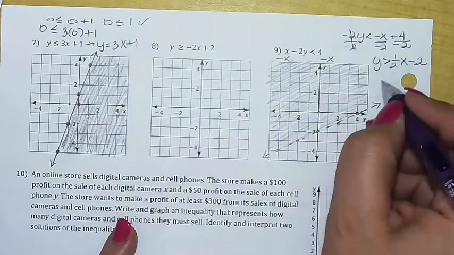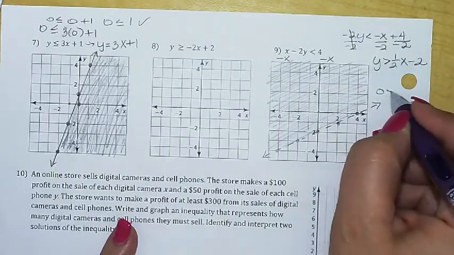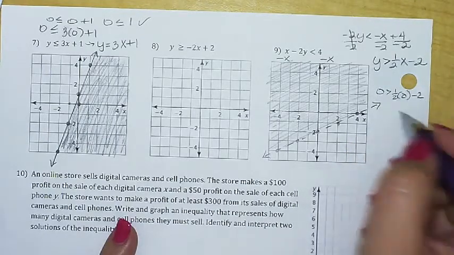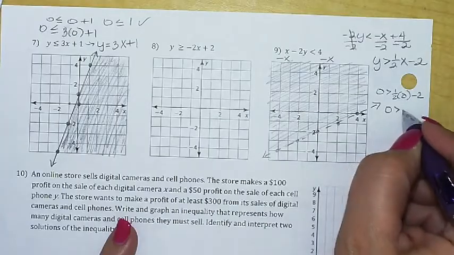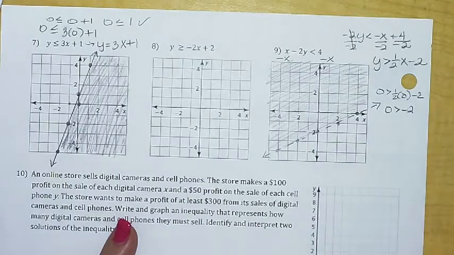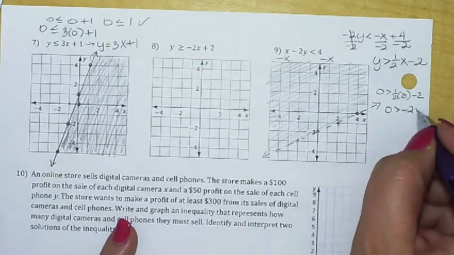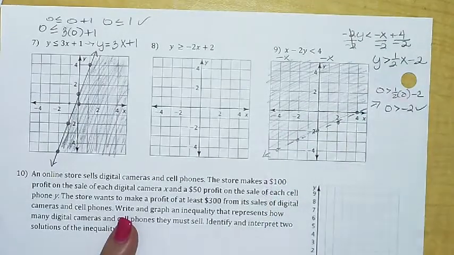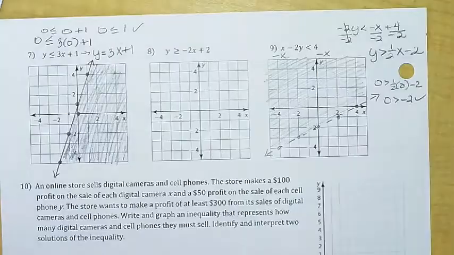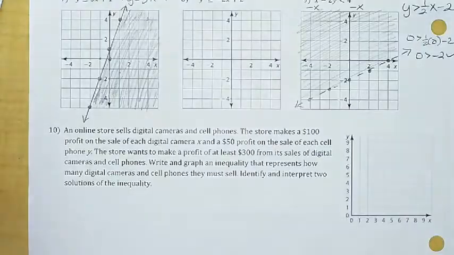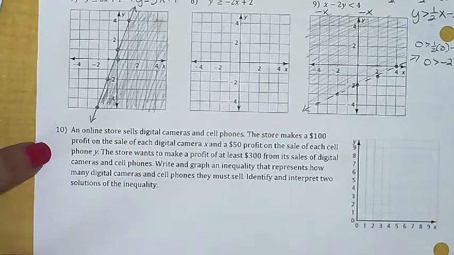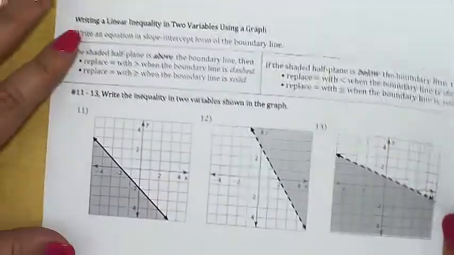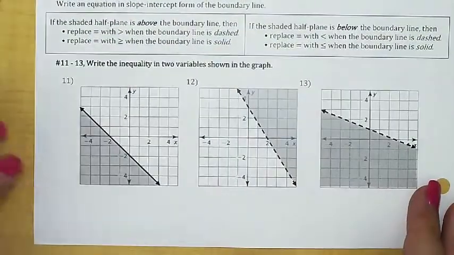You can throw that (0, 0) in there and make it 0 is greater than 1/2 times 0 minus 2. 0 is greater than -2, and that is true. Yeah, 0 is greater than -2. Boom. So you know you shaded the correct half plane. Alrighty. And then we're going to focus on doing the word problem in class. So we're going to skip over that one and finish out with these couple problems down here.